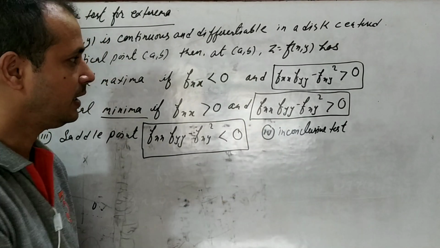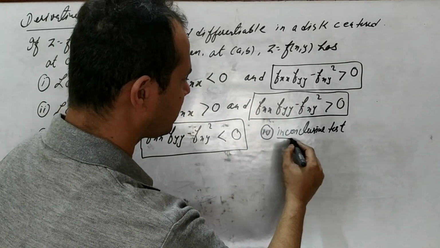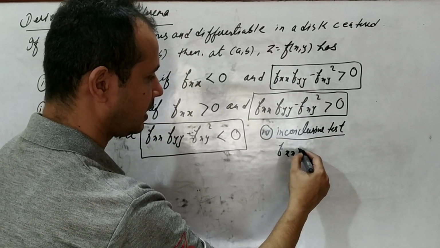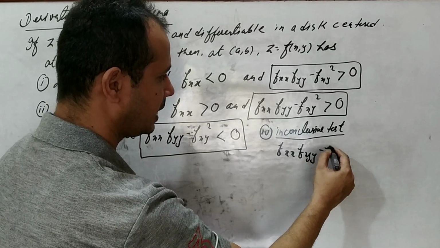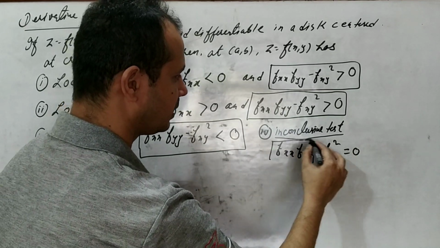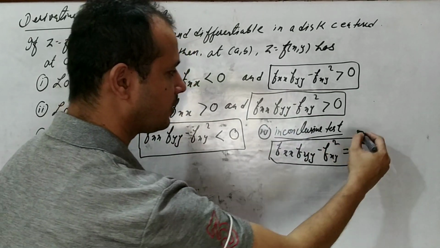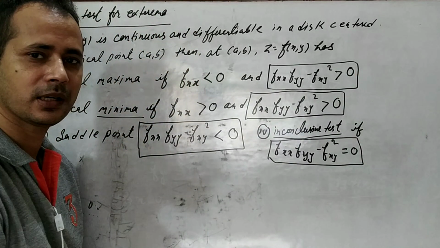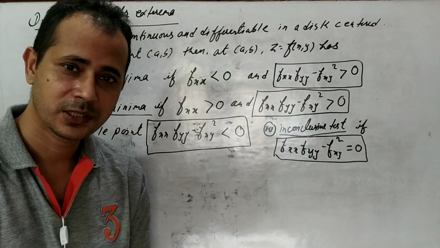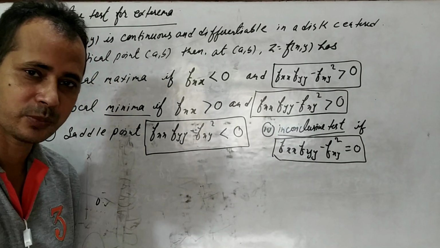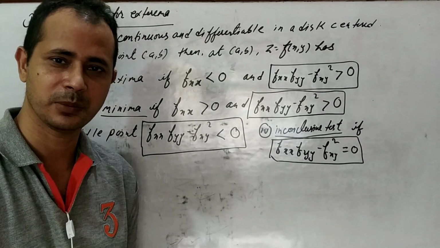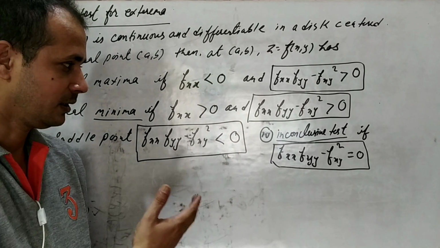And fourth, if the discriminant fxx fyy minus fxy square is 0, then the test will be inconclusive. Here we cannot conclude anything. So this is the derivative test, and this is the process to determine whether the given two variable function has local maxima or local minima or not. So have a look.